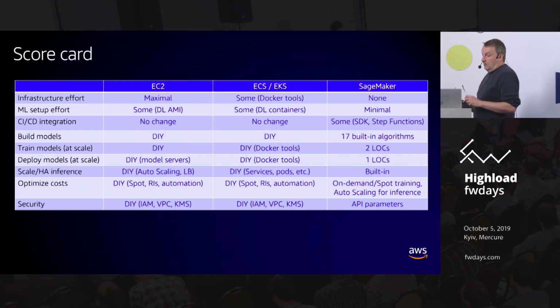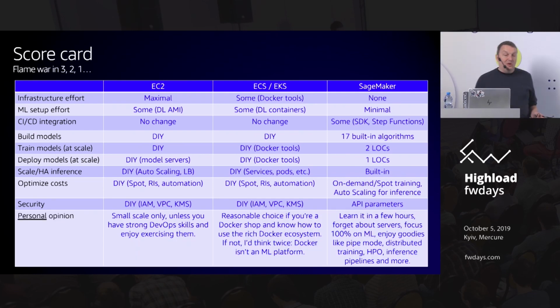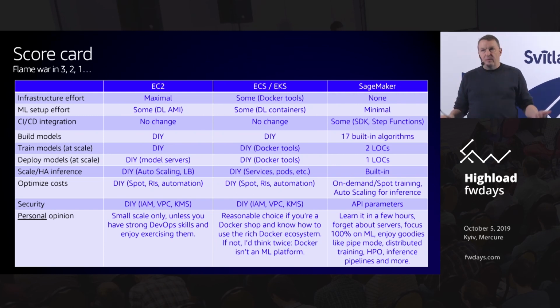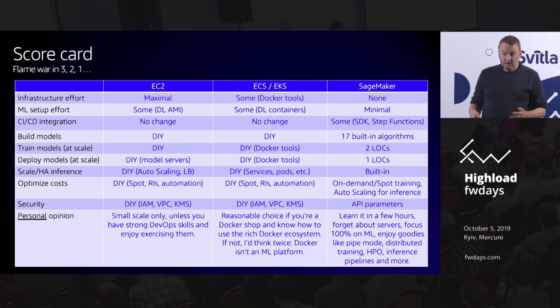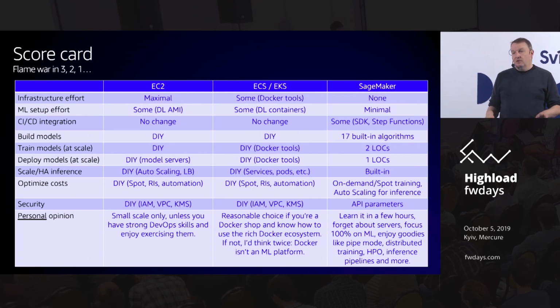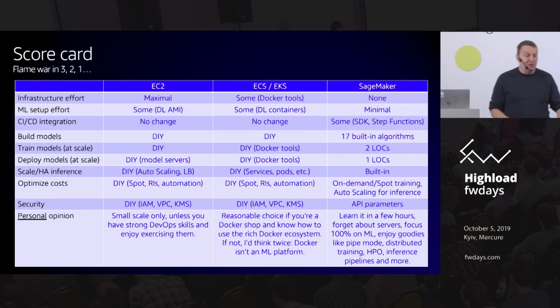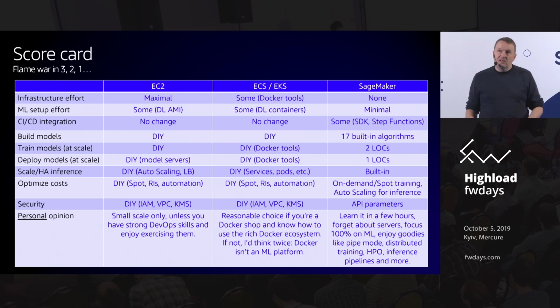Okay, so it's nice. So my personal opinion, EC2 is fine to get started. Okay, small scale, experimenting, fine. But don't scale on EC2 unless you are automation gods, okay, and you actually enjoy spending the time doing it. ECS and EKS make a lot of sense if you're already using Docker, so why not?